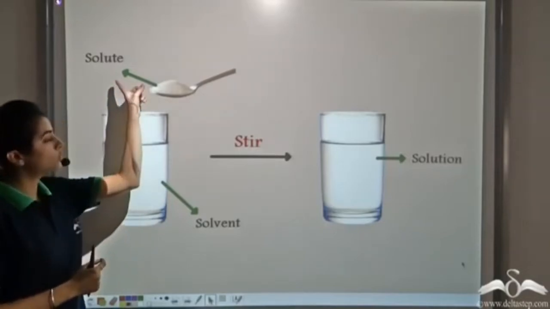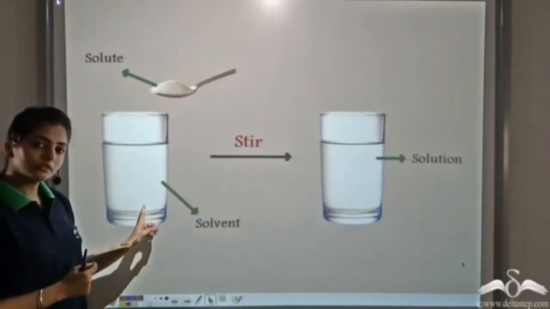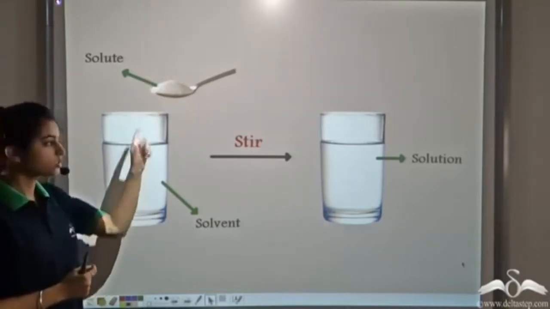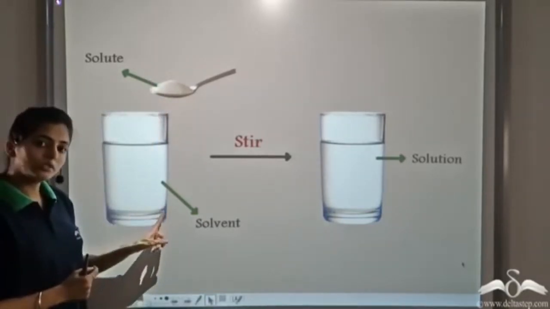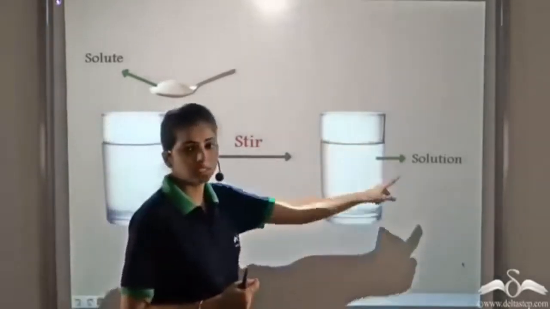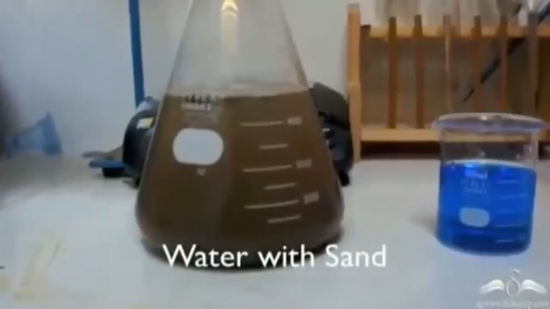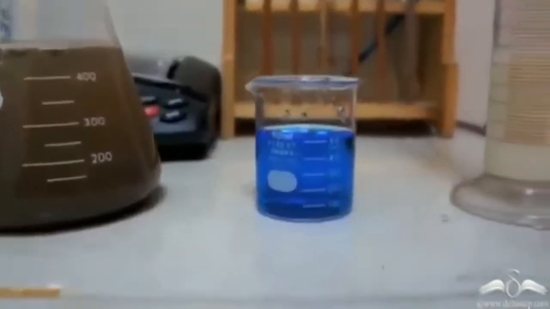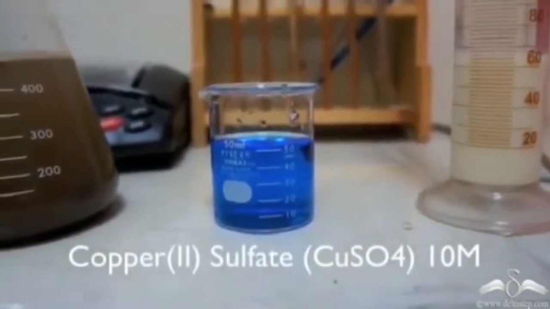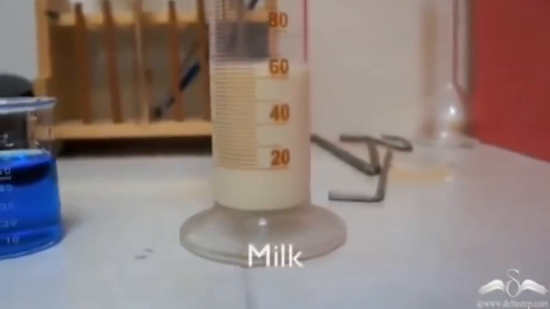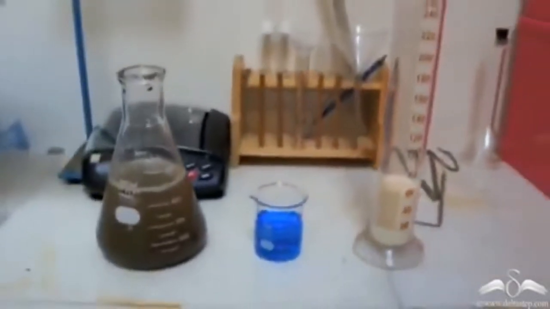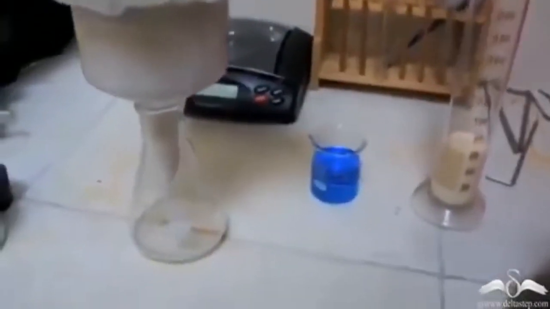When we dissolve a solute in a solvent, that is, if we add salt to water, salt is the solute, water is the solvent, and we stir it, we get the final solution. So there are different types of solutions which are possible. We have sand dissolved in water, we have aqueous copper sulfate solution, and milk. These are three different kinds of solutions, and we'll filter them now. First, we filter sand dissolved in water. You see that clear water is collected in the flask and sand is left on the filter paper.